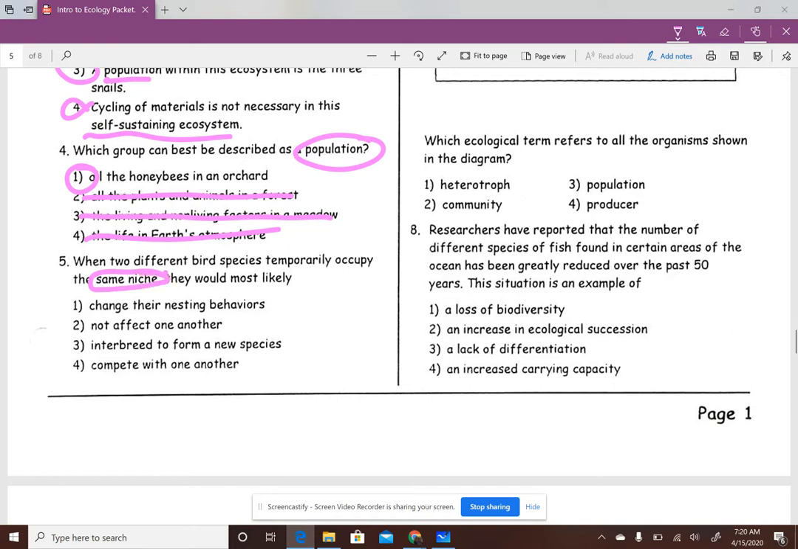Number 5, when 2 bird species temporarily occupy the same niche, if you have the same niche, we're thinking about competition. If you have the same niche, you're fighting for food, you're fighting for space, you're fighting for resources. So right there, I know that the answer has to be number 1. You can't interbreed 2 different bird species. Obviously, if they're the same niche, they're not going to have no effect on each other. And number 1 just doesn't make sense.